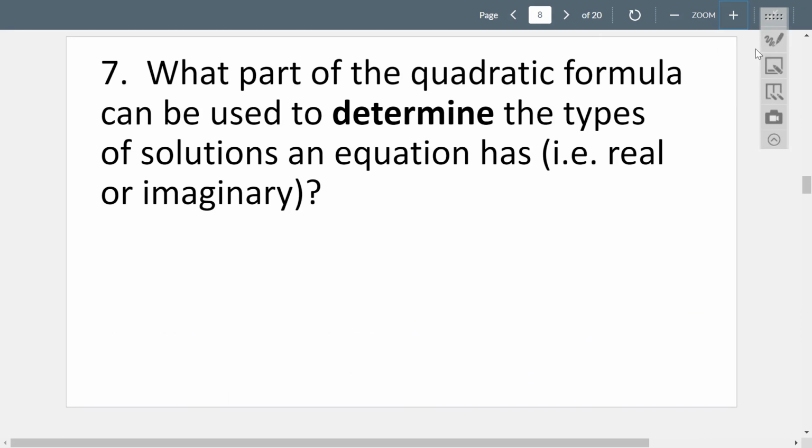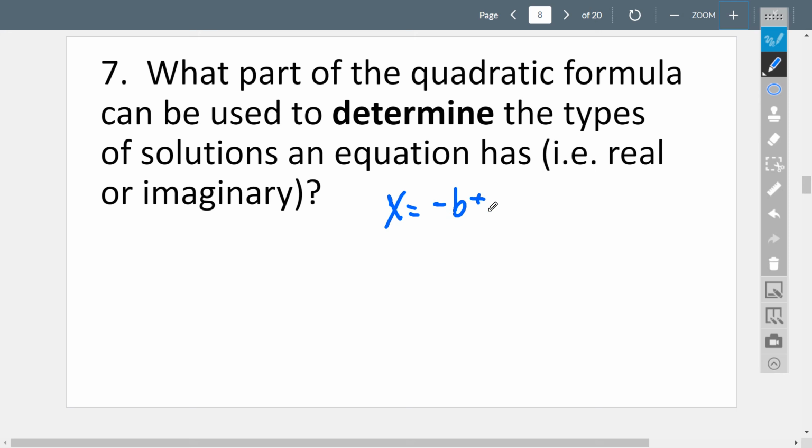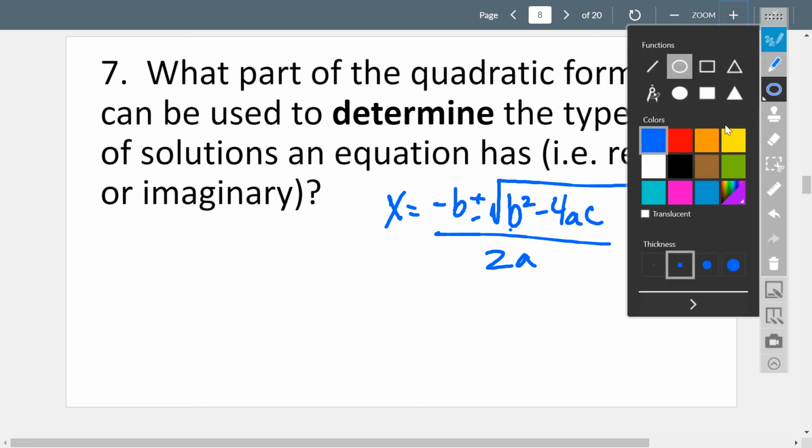What part of the quadratic formula can be used to determine the types of solutions an equation has, real or imaginary? Well, if you look at the quadratic equation, the only way that we can have imaginary solutions is if you take the square root of a negative number.